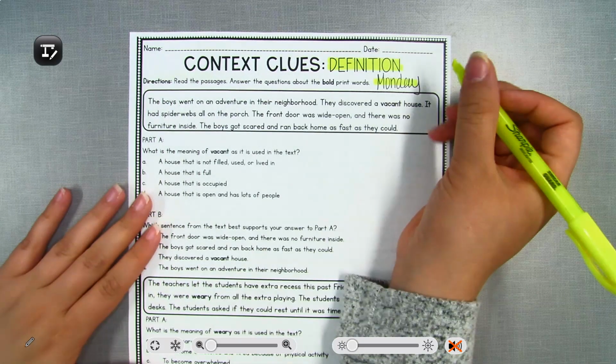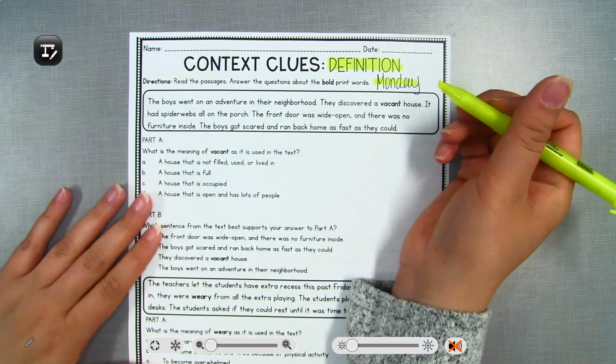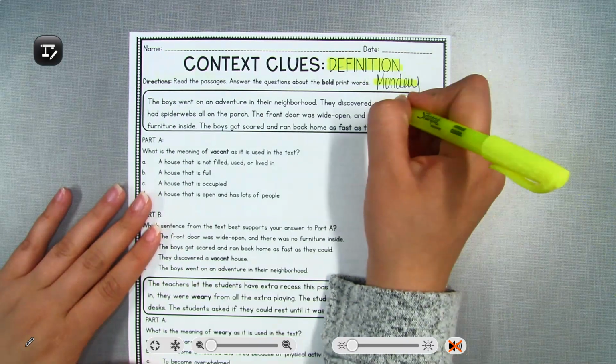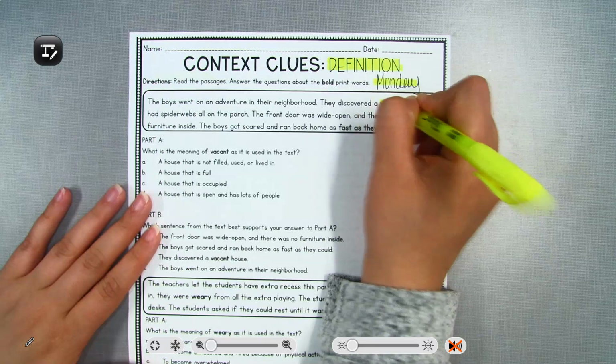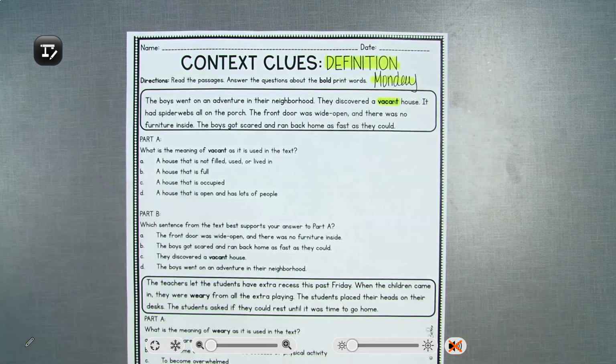So if you have a highlighter, you can also use a crayon, a map pencil, or your pencil. I want you to either highlight or underline the word vacant. That is the word that we are going to be figuring out the meaning of. And so let's read after the word vacant, and see, are there any clues that could help us understand what the word vacant means?